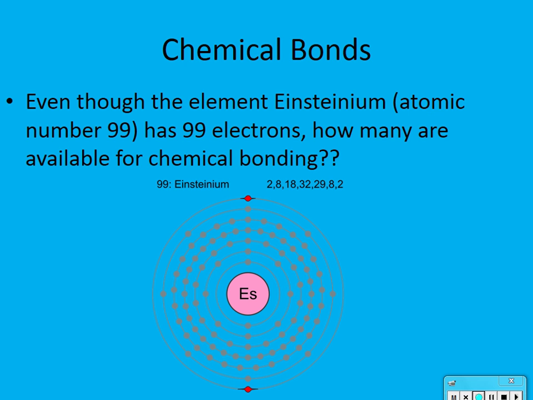For example, let's just look at one. So this slide says, even though the element Einsteinium, its atomic number is 99. So how many protons would it have? 99. How many electrons does it have? It has 99 electrons. But how many of them are available for bonding if it has 2 valence? Only 2. So this electron and this electron are the only 2 that are going to determine how it bonds with other elements. All of these inside electrons here, they don't do anything with bonding.